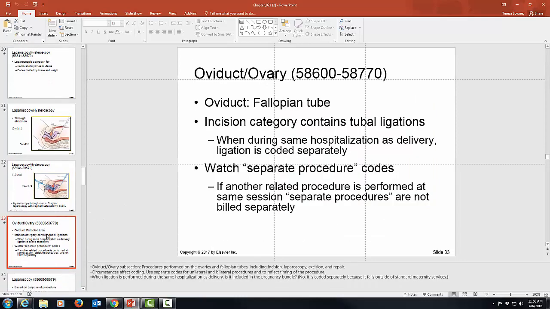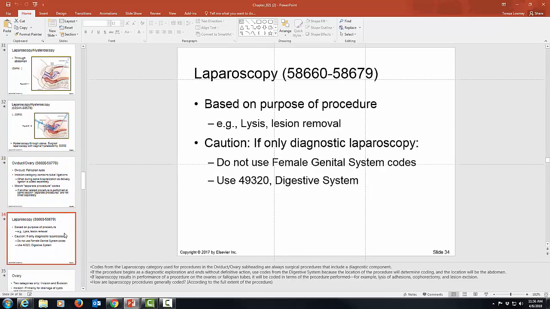Okay. The oviduct and the ovary, codes 58600 through 58770. The oviduct is the fallopian tube. The incision category contains tubal ligations. When done during the same hospitalization as a delivery, the ligation is coded separately. Watch, though, and be careful of those separate procedure codes. If another unrelated procedure is performed at the same session, they are not billed separately, so you have to really pay attention to those again.